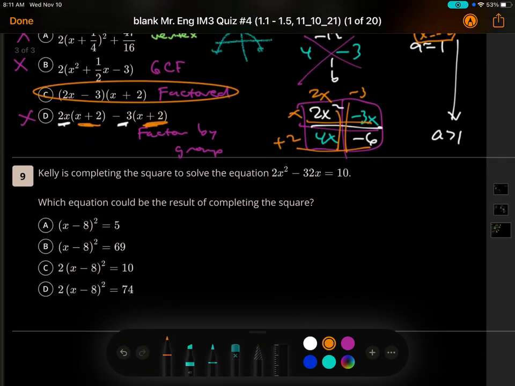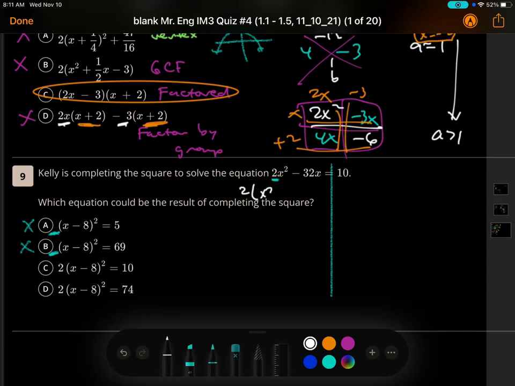Number 9, calculate completing the square to solve the equation. Which equation would be the result of completing the square? Okay, so completing the square means it's not factorable. You move the c value to the right side, and you can already eliminate A and B because there's no 2 in front. Do you see that? Okay, let's just go ahead and do this.